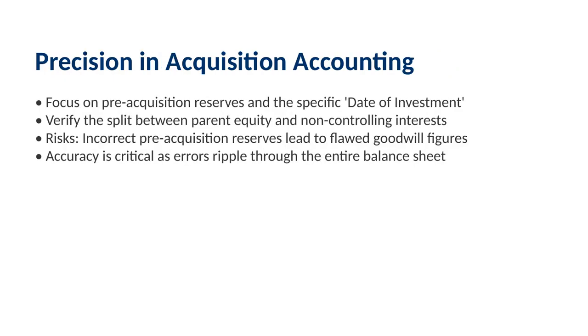To get this right, your focus must be on the pre-acquisition reserves. The date of investment is everything here. It determines what belongs to the parent and what belongs to the minority interest. You must verify that these calculations are accurate and that the allocation between the parent and the non-controlling interests is handled correctly. If the pre-acquisition reserves are wrong, your goodwill and minority interest figures will be wrong, which ripples through the entire balance sheet.